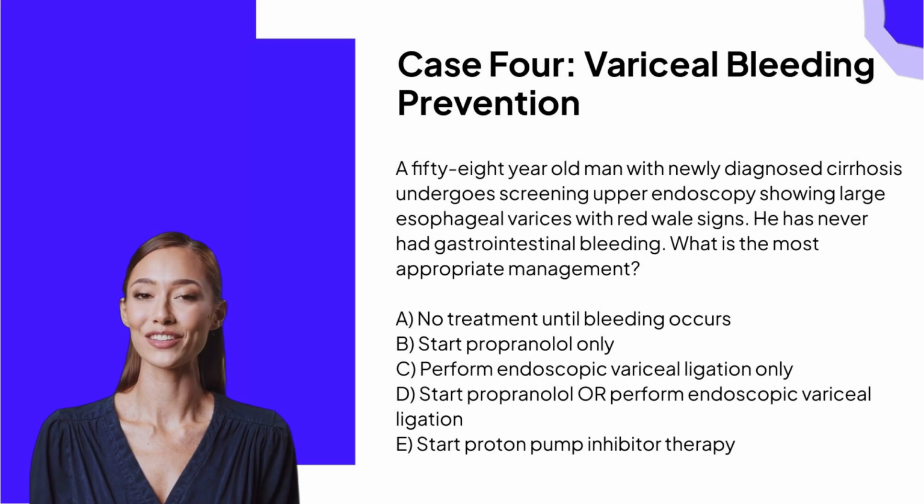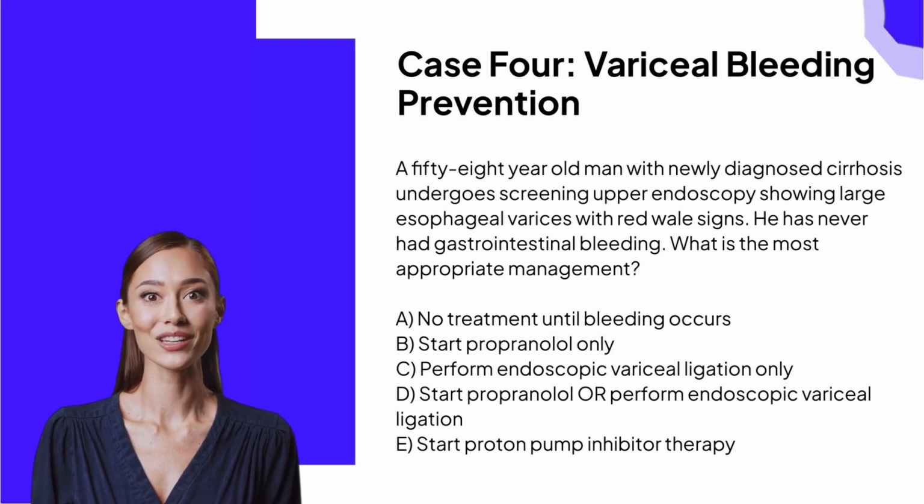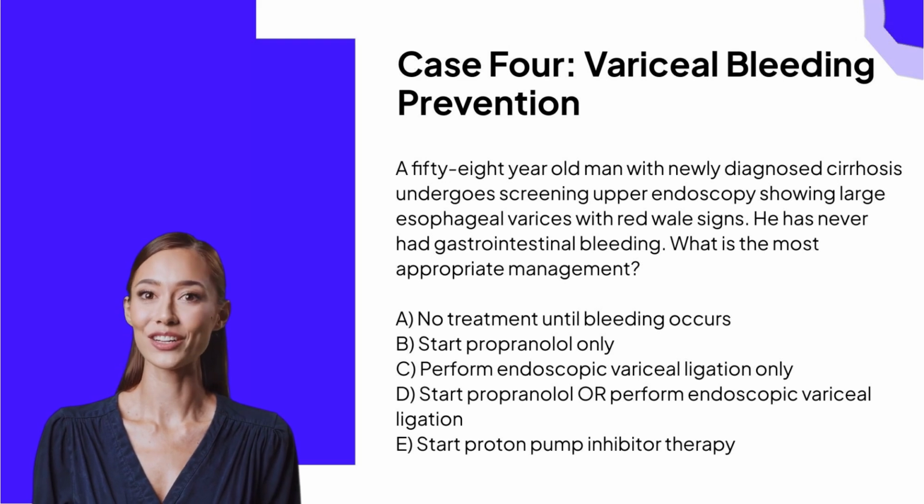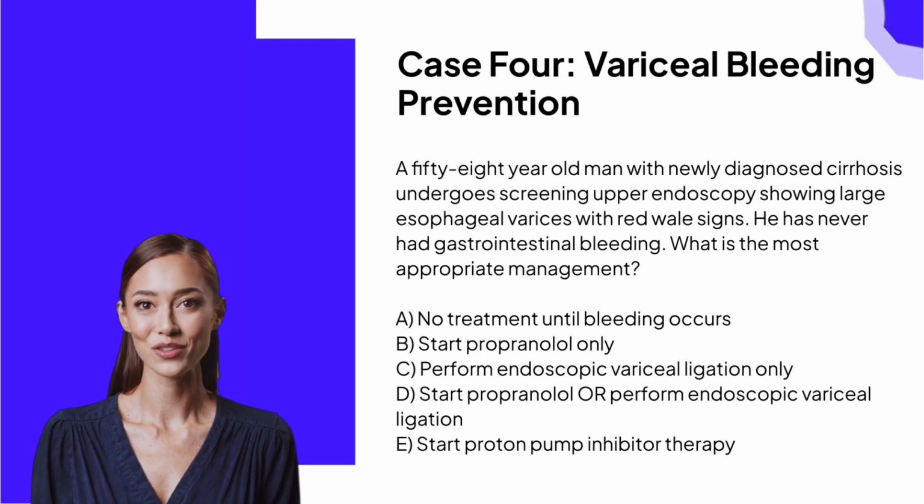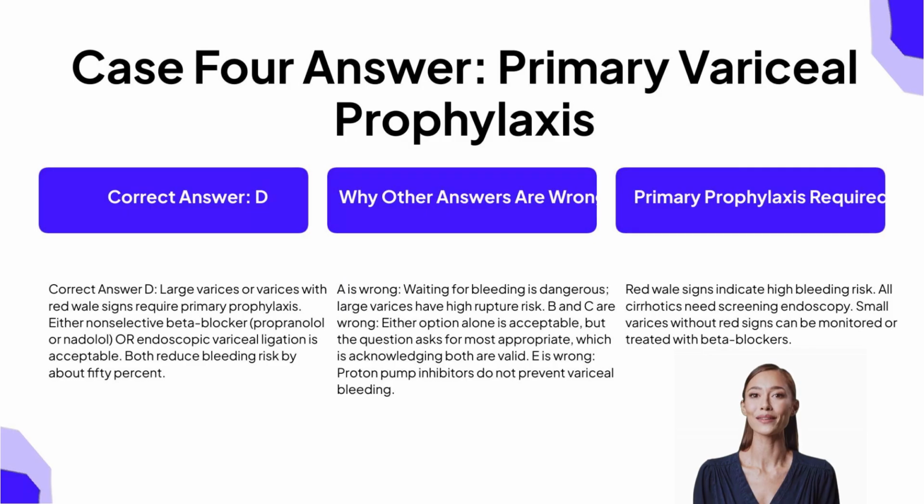A is no treatment until he bleeds. B is propranolol only. C is endoscopic variceal ligation only. D is propranolol or endoscopic variceal ligation. E is proton pump inhibitor. This is testing primary prophylaxis for varices. The correct answer is D, propranolol or endoscopic variceal ligation.